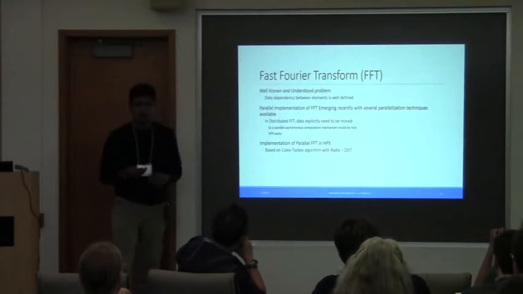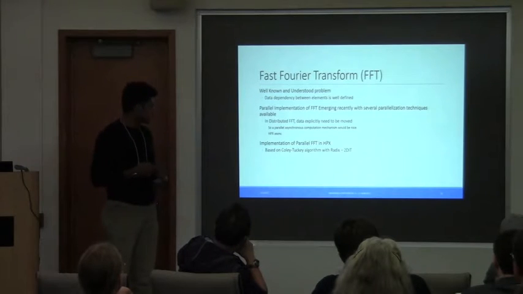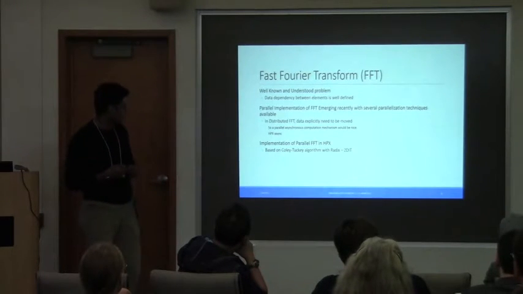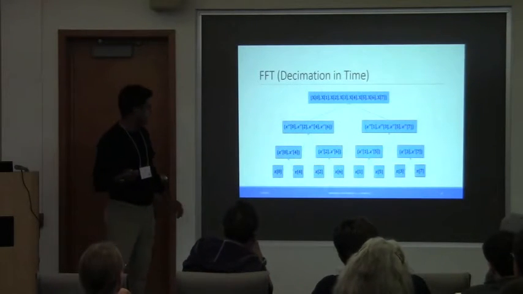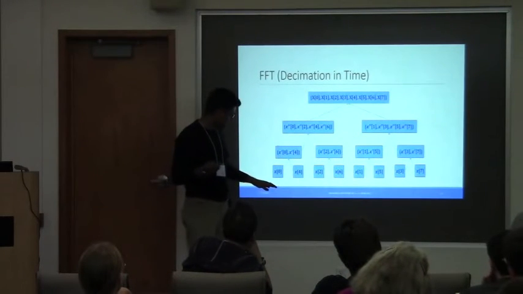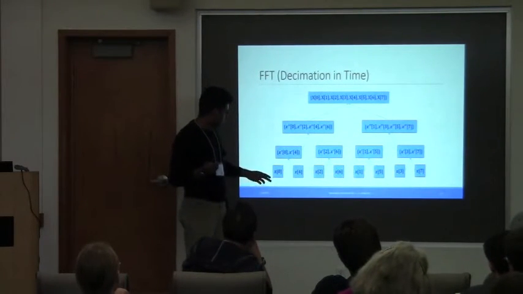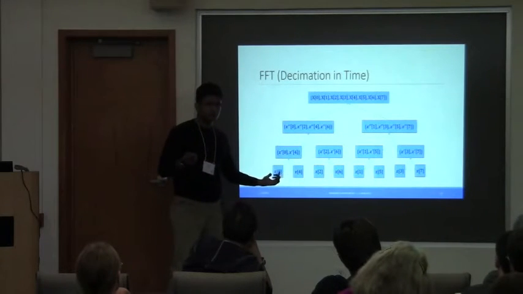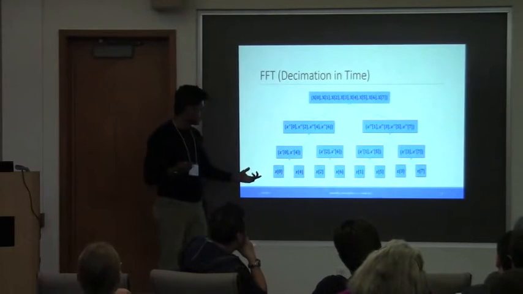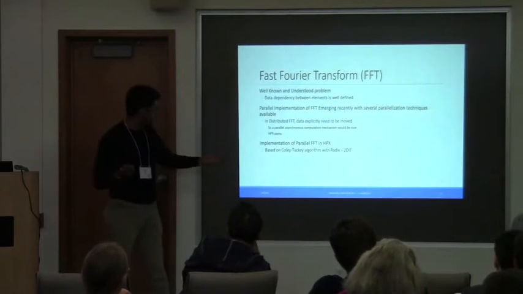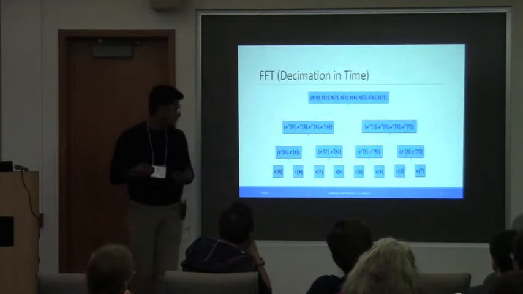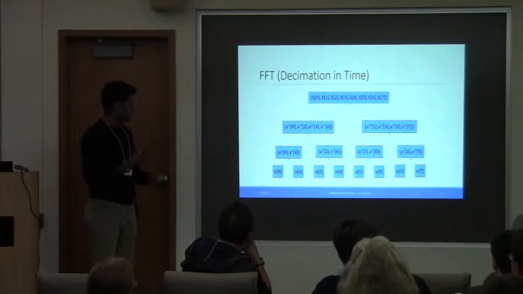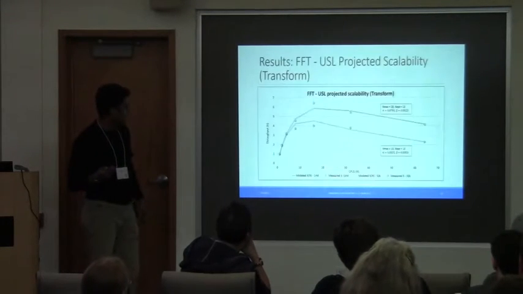The implementation we tried was the straightforward one, the Cooley-Tukey algorithm with radix 2 decimation in time, which basically means I am dividing the input into odd and even parts, meaning two odd and even parts, and then I do the FFT transform and then go up.